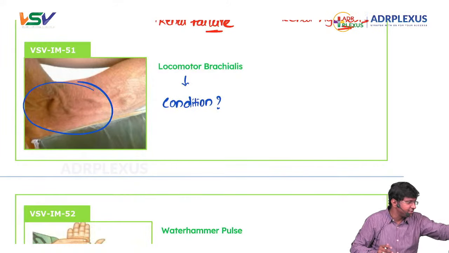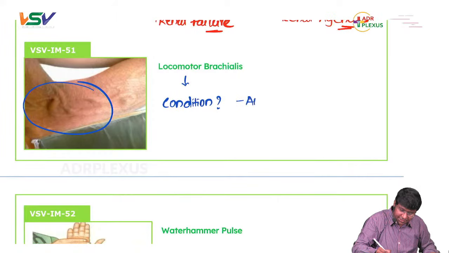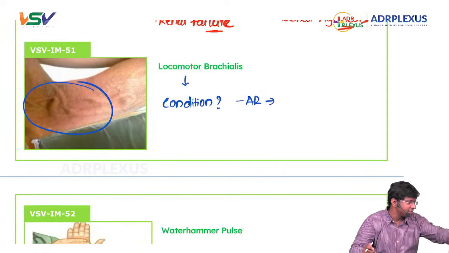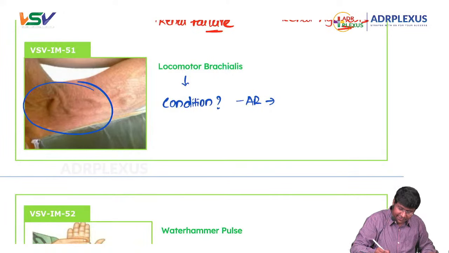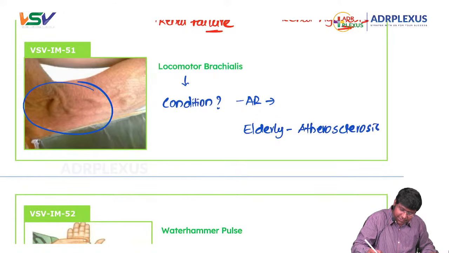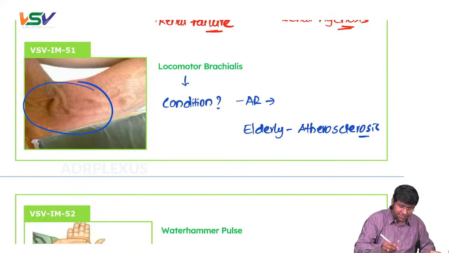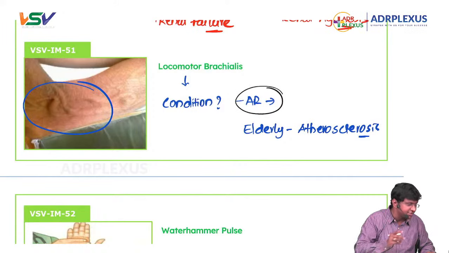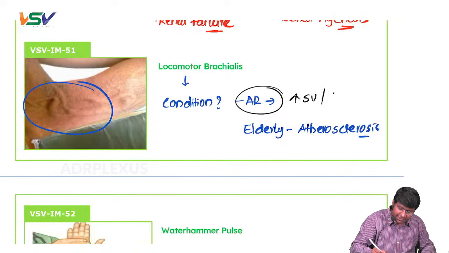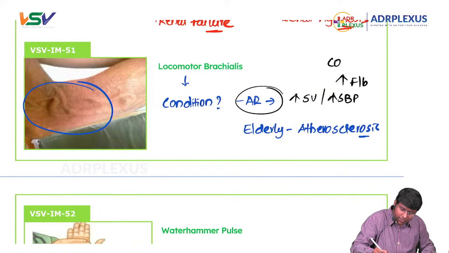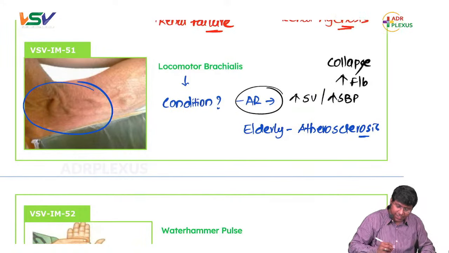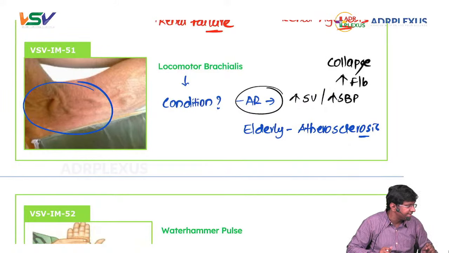Locomotor brachialis. Conditions where you will have locomotor brachialis: one is aortic regurgitation. Apart from aortic regurgitation, elderly individuals with atherosclerosis will have this locomotor brachialis. The presence of locomotor brachialis in patients with aortic regurgitation tells you that there is increased stroke volume, or increased systolic blood pressure, followed by collapse. That is what the presence of this locomotor brachialis tells you.